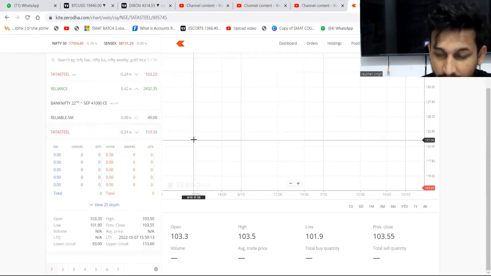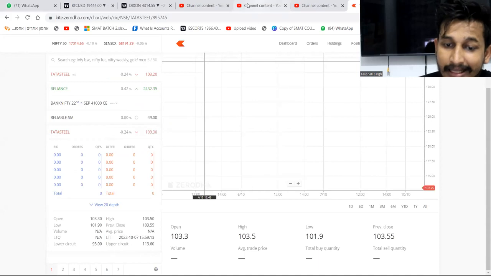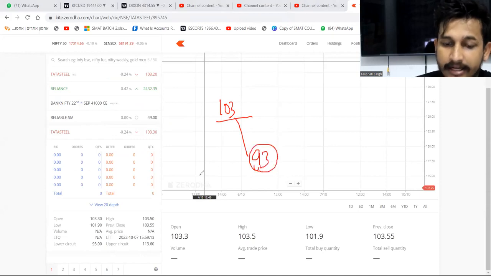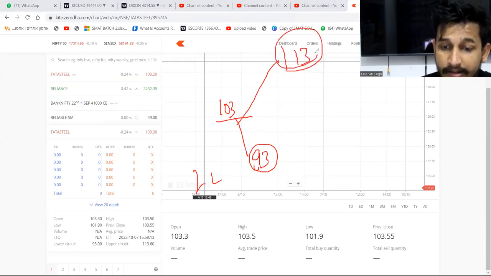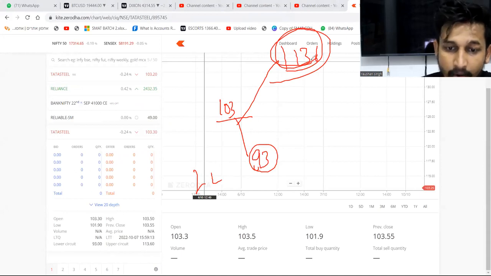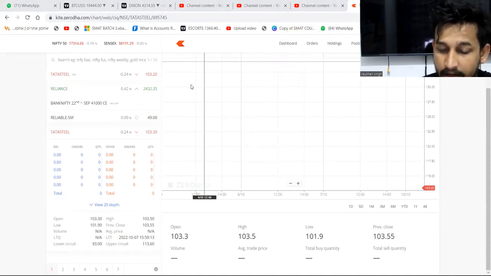Second thing is that if a stock, let's say Tata Steel, is falling, it can fall at most to 93, that is, till the lower circuit. If it is going upside, it can go at most to 113.60. That is the maximum level it can reach. Now, the other thing is how the lower circuit and upper circuit are fixed.